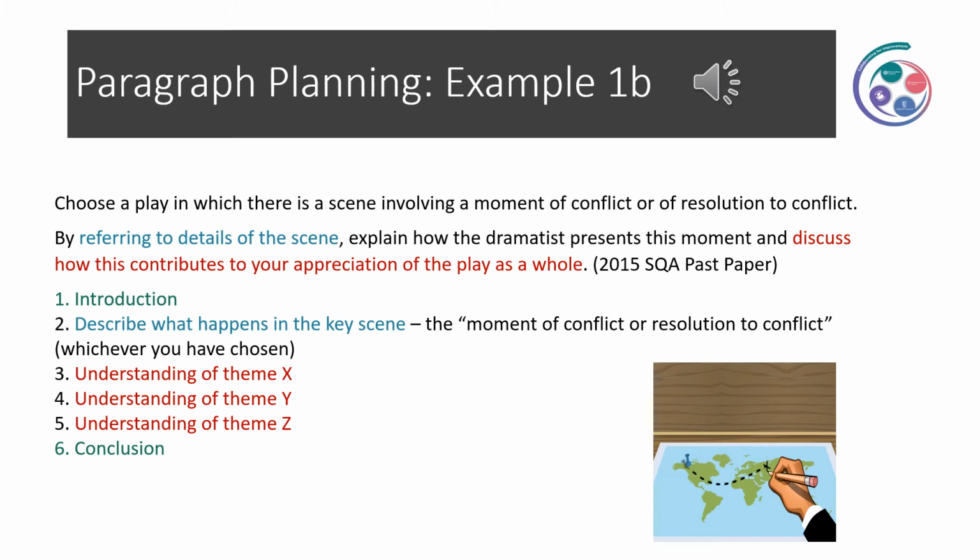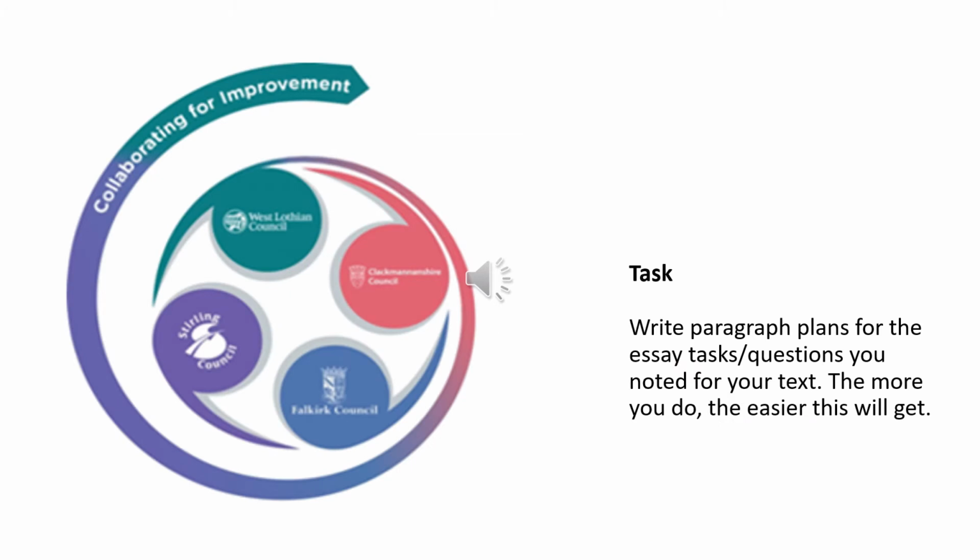As with many things in higher English, there isn't just one correct way of doing this, so you might want to have a slightly different plan, which would have paragraphs 1, 2 and 6 as I described previously, and this time as an alternative to go for paragraphs 3, 4 and 5 as a further understanding of different themes in the play. You can now write paragraph plans for all the suitable essay tasks you've chosen.